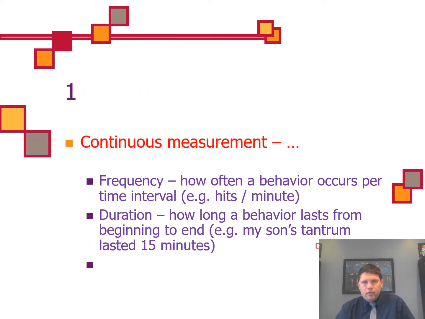So continuous measurement means we measure from the beginning until the end. There are two different ways we can do that. We can measure frequency, which is occurrences of behavior per time interval, often done per minute, for instance, or per 5-minute interval on a functional analysis. Or by duration, which is how long the behavior lasts, from start to finish, how long does the behavior happen.